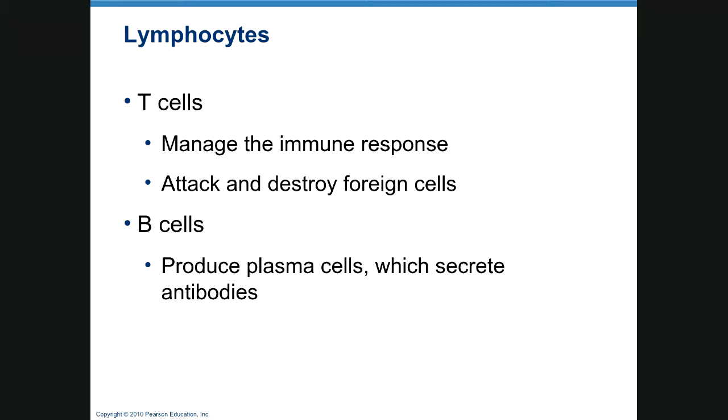Now, T cells are the managerial system of the immune response and attack and destroy foreign cells as well, and we'll talk about them a little bit more. These mature in the thymus. That's why they're called T cells. T is for thymus. B cells produce plasma cells, which then secrete antibodies, and the B cells mature in the bone marrow. So B is for bone marrow, T is for thymus.